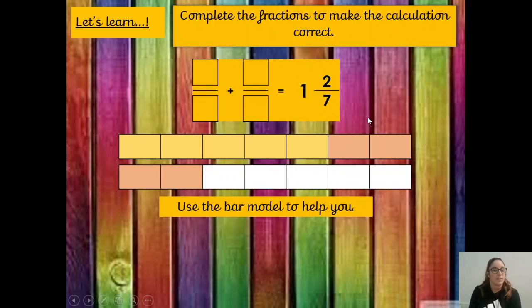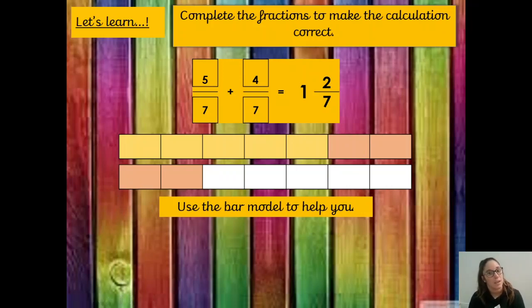So if you've got 7 equal parts, how many parts are coloured in the first colour? So this one here, how many parts have we got? Okay, we've got 5, and then we've got 4 here of this colour. So 5/7 and 4/7 equals 9/7, but we've changed it to a mixed number, so it's 1 and 2/7.